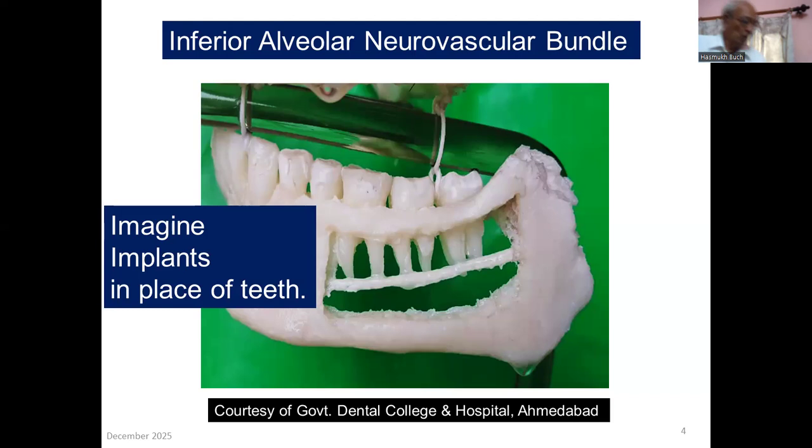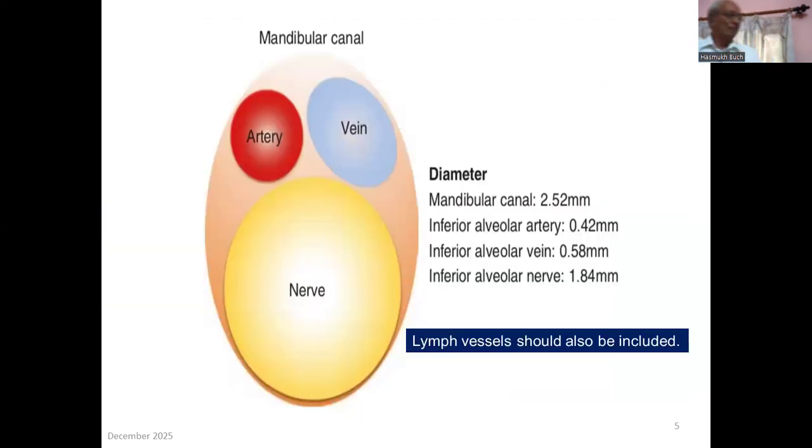And now we go to the next slide. Along with the vessels, artery and vein, the nerve is depicted here. But don't forget the lymph vessels. I have written there: lymph vessels should also be included. They are there. Obviously, this is a section of the mandibular canal.